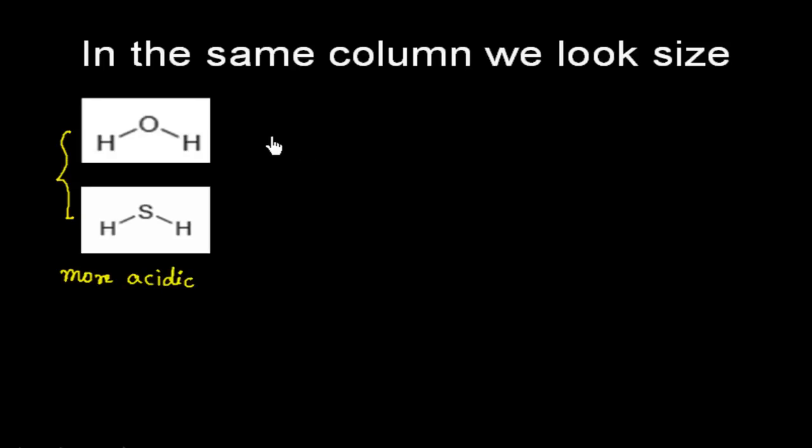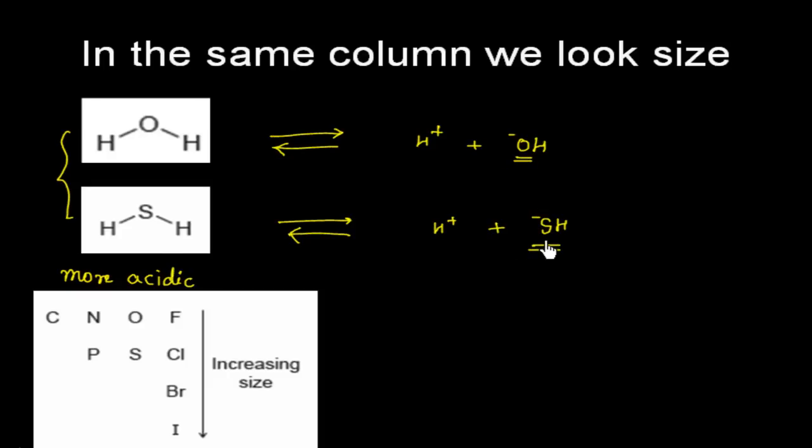So once again we will follow the same steps. Let us first find the conjugate base. In this case, if I lose H plus, I will have OH minus. And in this case, if we lose H plus, we will have SH minus. So in one case the negative charge is on the oxygen atom, in another case the negative charge is on the sulfur atom.